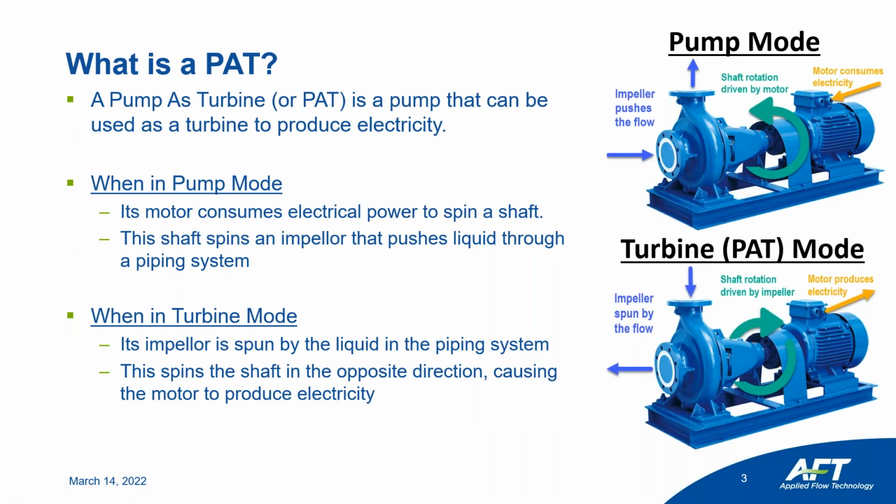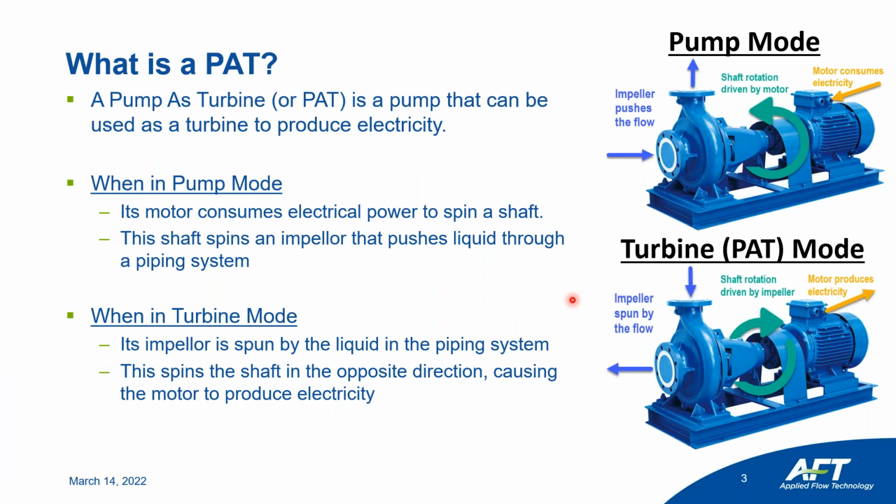So what is a PAT? It's just a pump that is also being used as a turbine to produce electricity. In its typical pump mode, it's going to be consuming electricity from the motor. That electricity is going to spin the shaft, as you see on the right here, and that spinning shaft is going to spin the impeller, which is going to drive flow through the pump.